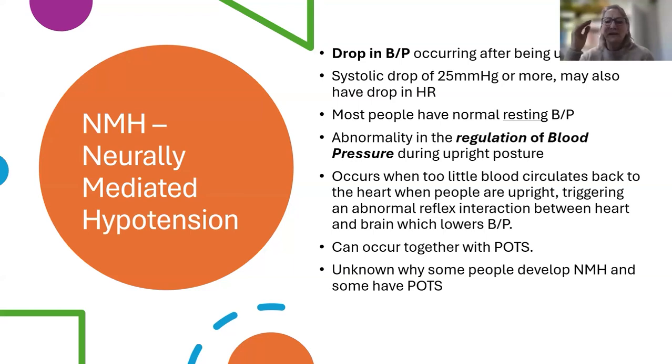It happens because there's too little blood coming back to the heart when people are upright, and that triggers a series of abnormal interactions between the heart and the brain. Neurally mediated hypotension and POTS can occur together, although they are two quite distinct processes. It's a little bit unknown why people will tend to get one rather than the other, because they are initiated by the same faulty mechanisms.